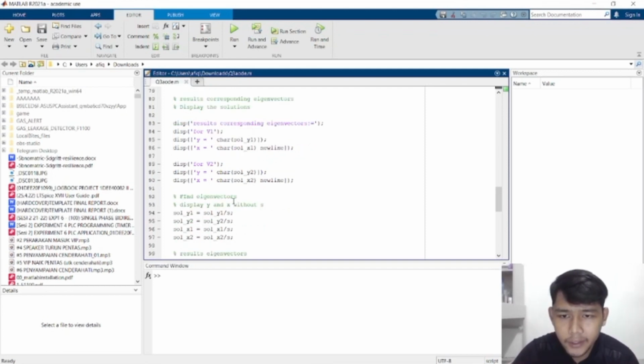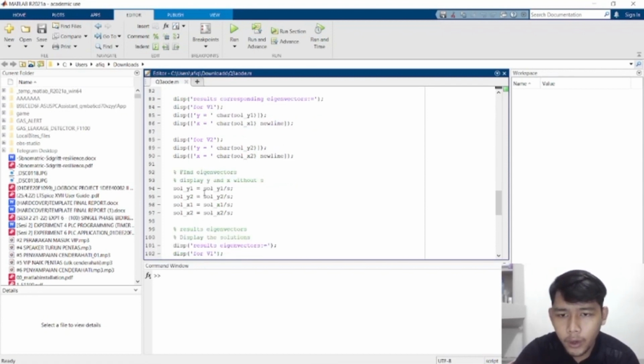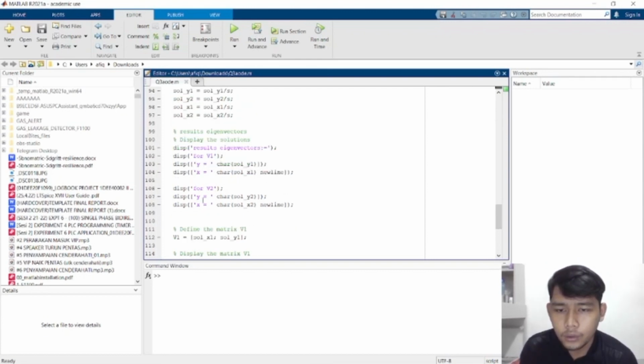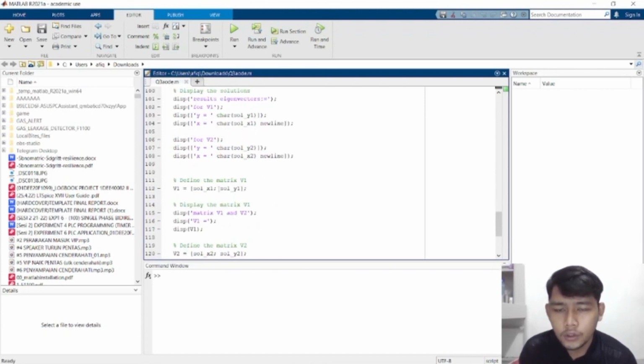Then we should find the eigenvectors and display y and x without s. So y1 equal to y1 divided by s, y2 equal to y2 divided by s, and x1 equal to x1 divided by s, and x2 equal to x2 divided by s. Next is eigenvectors. So display the solution. Display the resulting eigenvectors for v1, y and x equal to v1. So next for v2, again the same goes for v2.